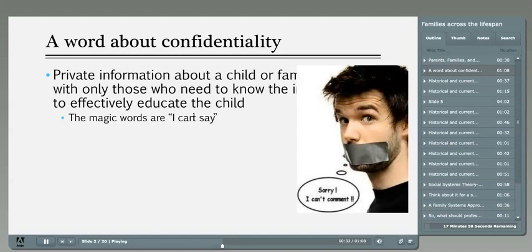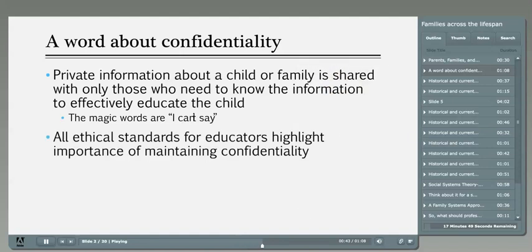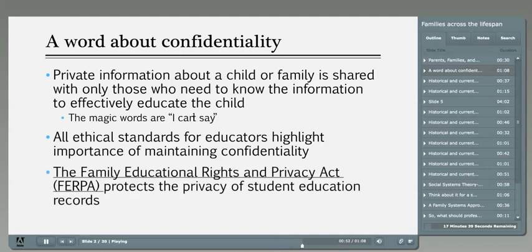If information is provided to others without the family's knowledge and permission, then the family's rights are being violated. Any group that establishes ethical standards for professional practice and teaching has language in those standards that calls for respecting the privacy of students and families. The Family Educational Rights and Privacy Act, or FERPA, is the federal law that protects the privacy of students' educational records. You actually can be sued if you share information you are not supposed to share and someone's privacy has been violated.